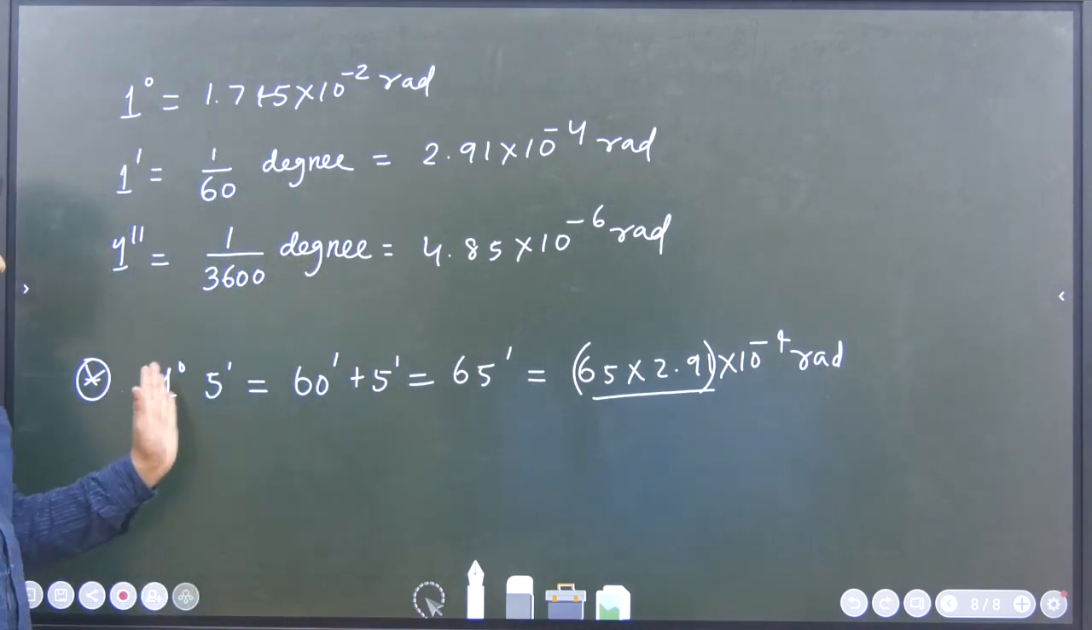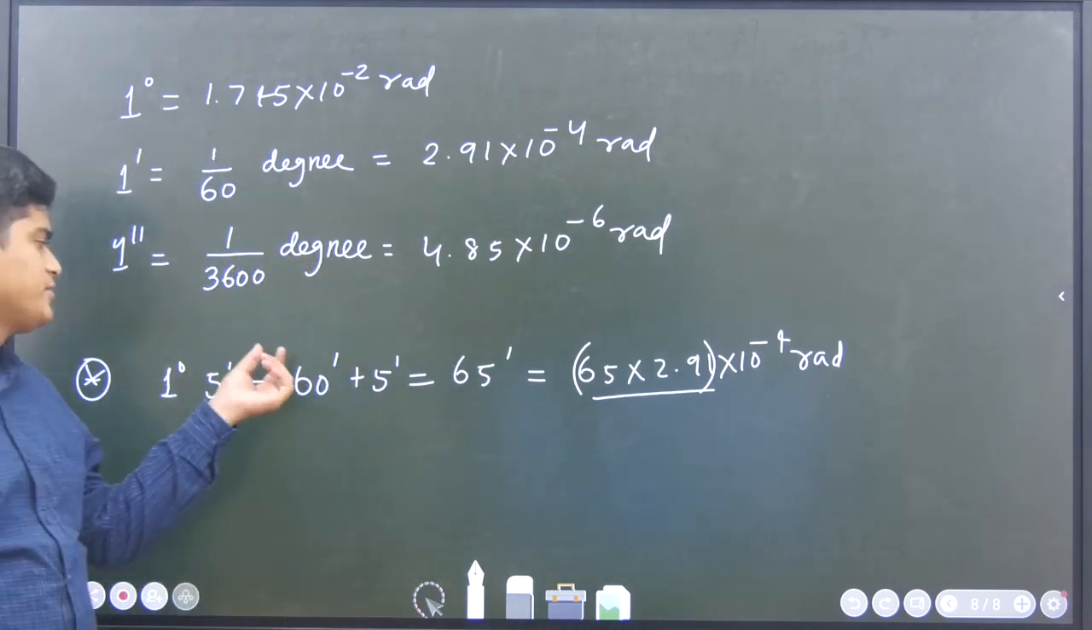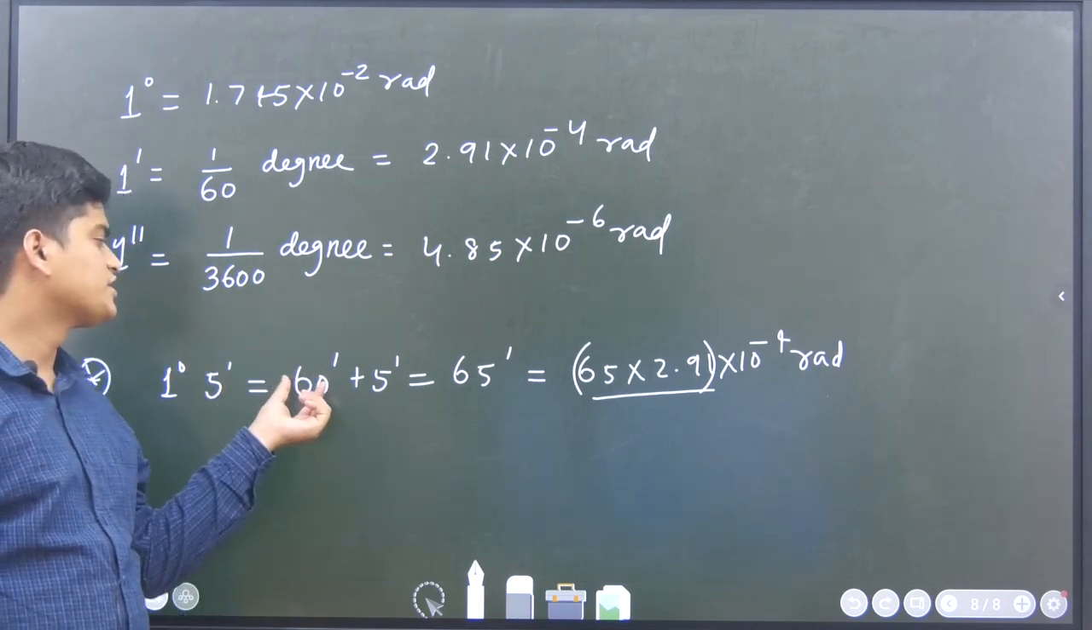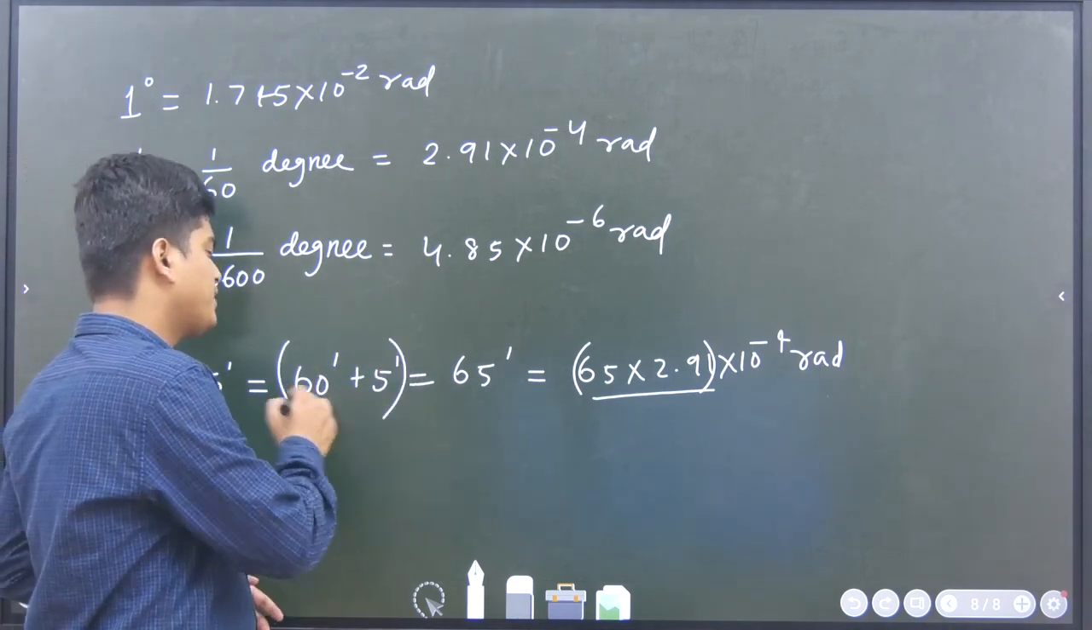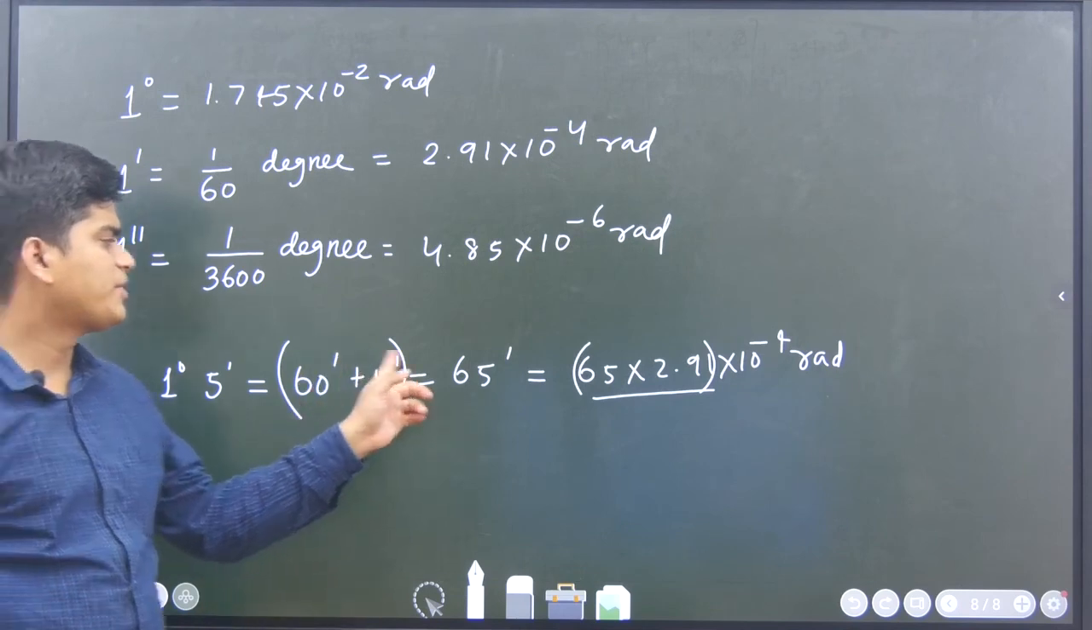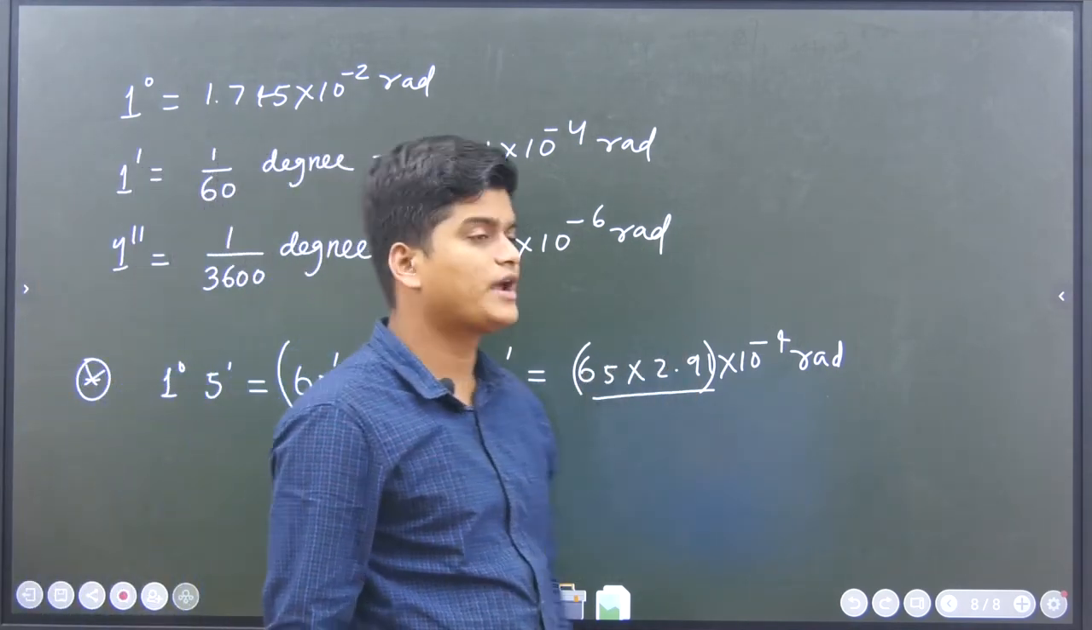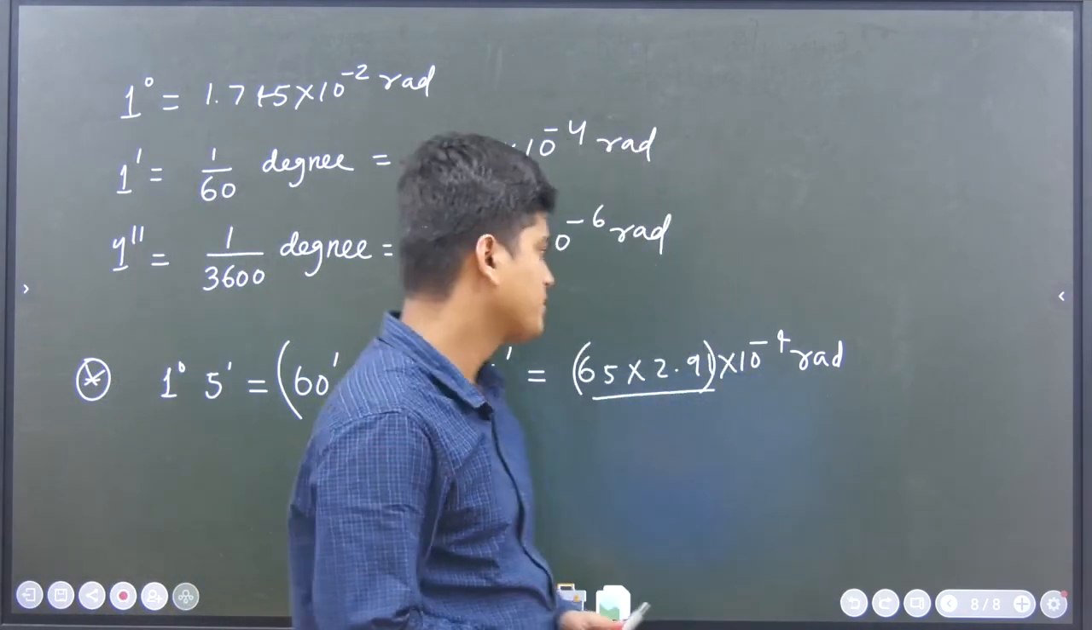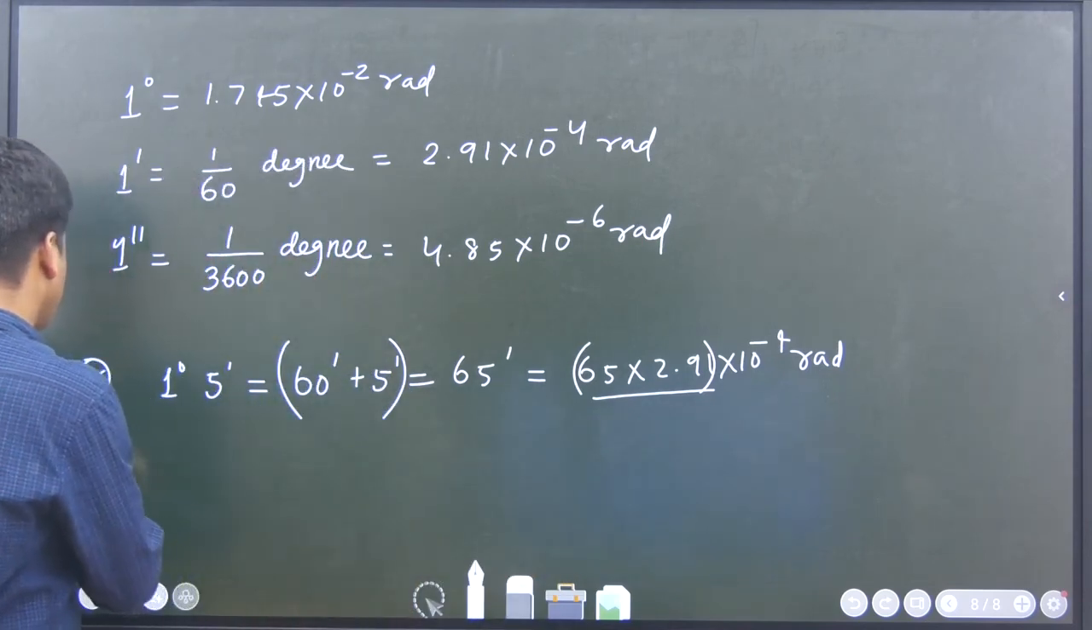So, suppose they ask for 1 degree 5 minute. Then you can easily find that 1 degree is nothing but 60 minute, and 5 minute is 5 minute. So, 65 minute is nothing but 65 into 2.91 into 10 to the power minus 4 radian. Similarly, for anything else I ask, I can easily calculate.